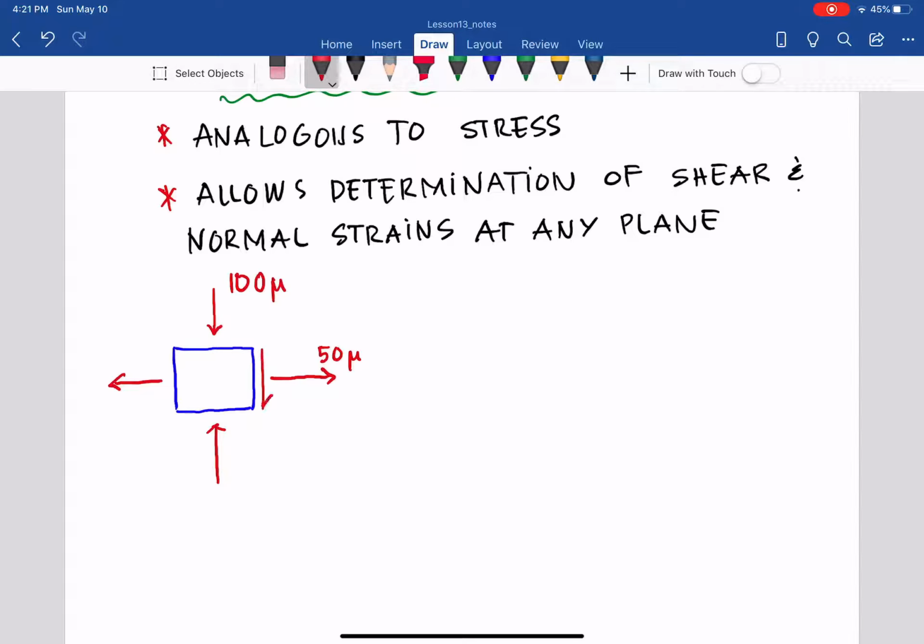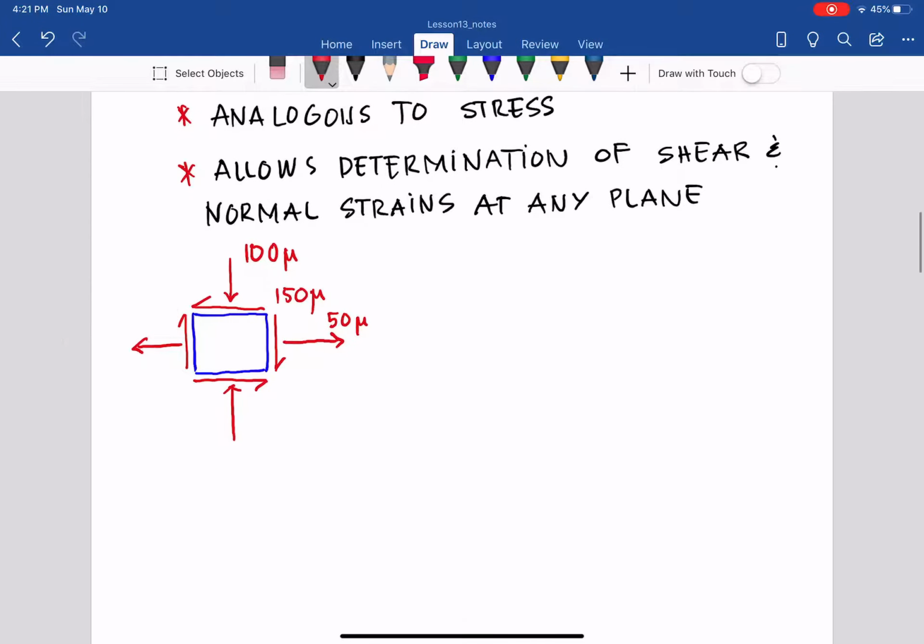Let's assume that gamma xy, and we have gamma yx, so that gamma is equal to 150 micro inch over inch. And the question is how we can draw the Mohr circle. To determine the Mohr circle, we need to find the location of the center, and then the radius.